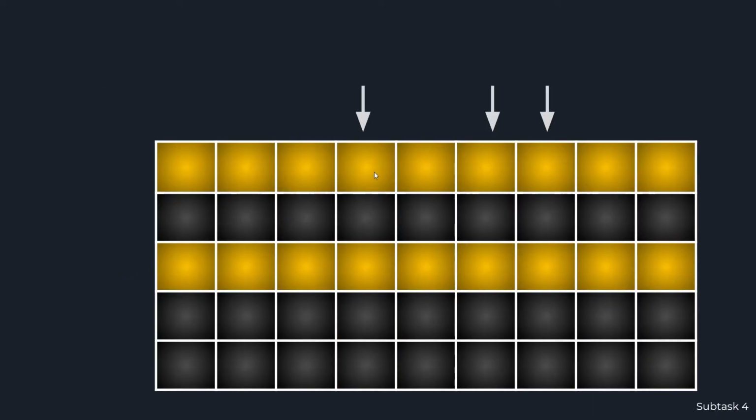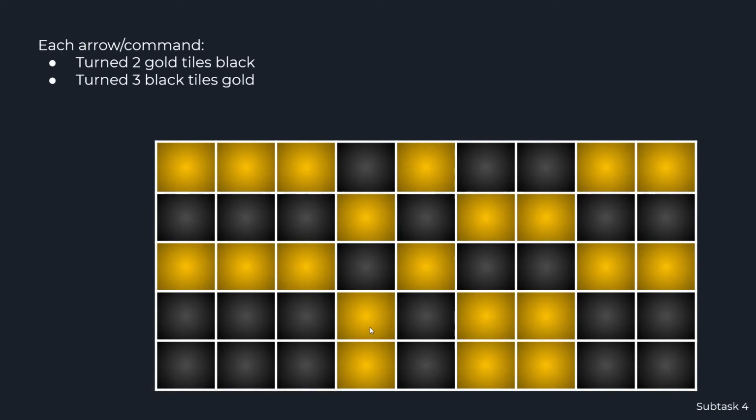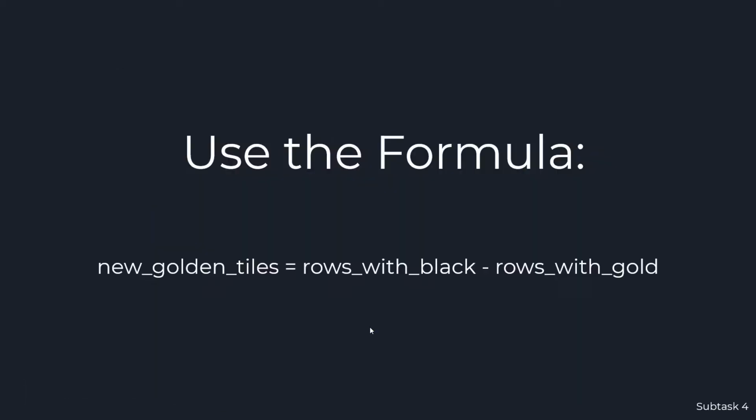And let's just double check that. First up, we have 2 golden tiles inside of this column, and we should get 1 extra golden tile at the end of the painting. And as we can see, now we have 3, so our formula is correct. And now we can move on to changing up how our algorithm tracks the grid.